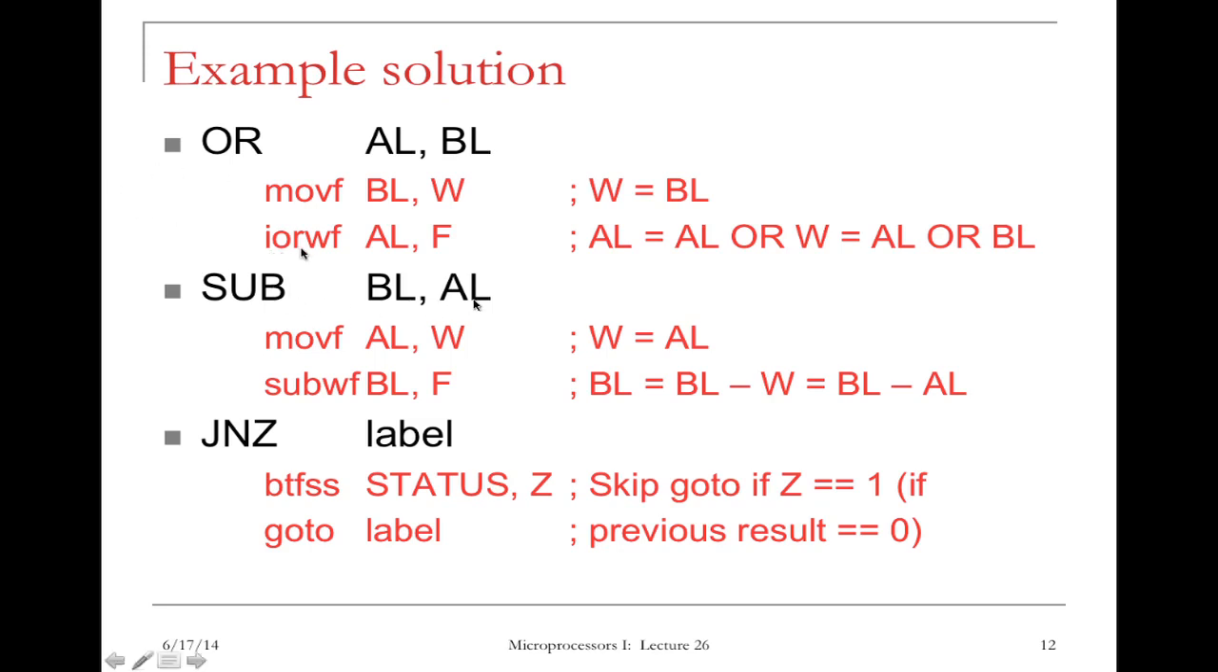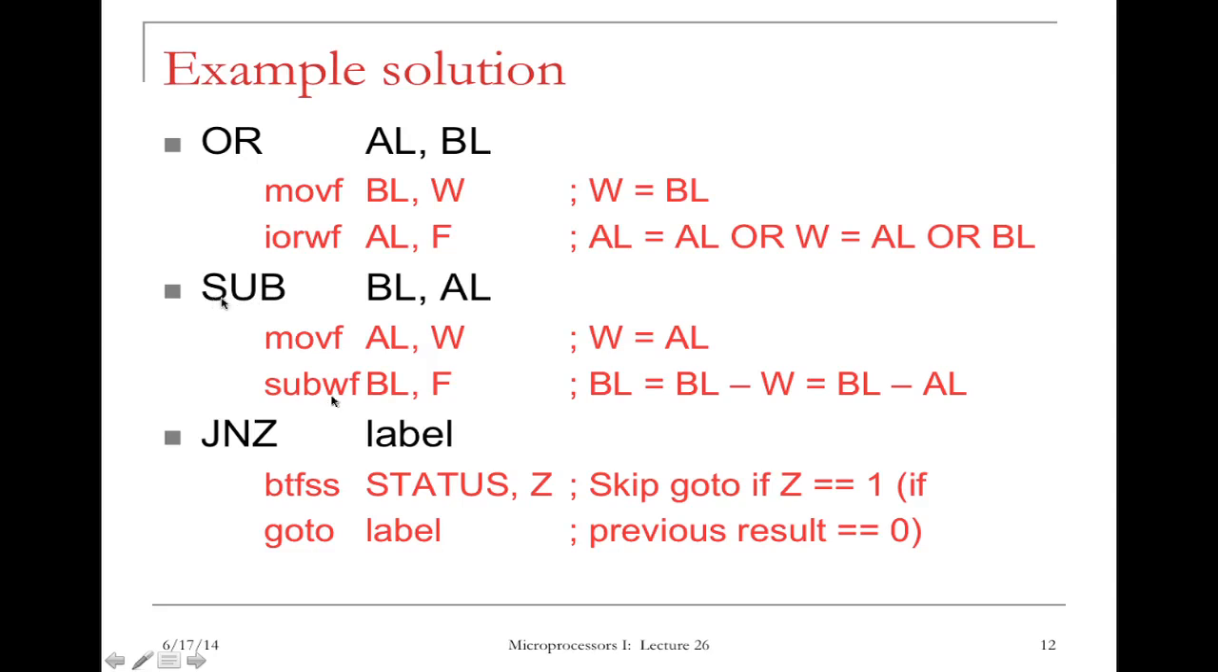Subtraction, SUB BL, comma, AL. So what we're going to do here is to subtract AL from BL and put the result into BL. That's what we do in Intel processors using this instruction. So first we want to get the value of AL into the working register. We do the same as in the first case. We MOVF AL, comma, W. So the value of AL goes into W.